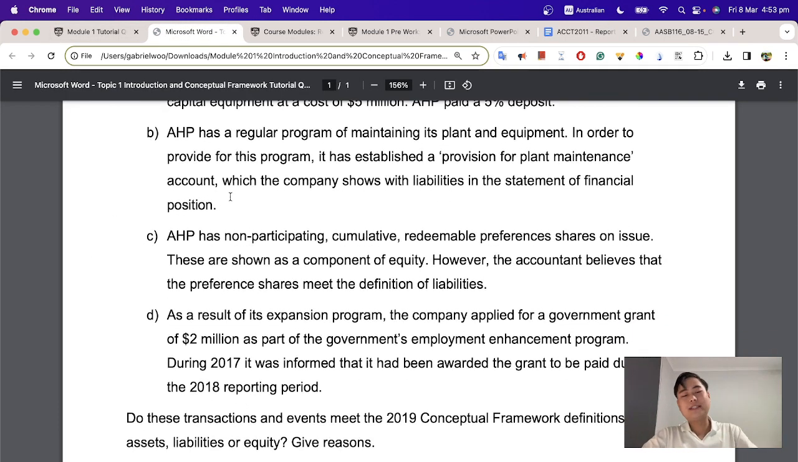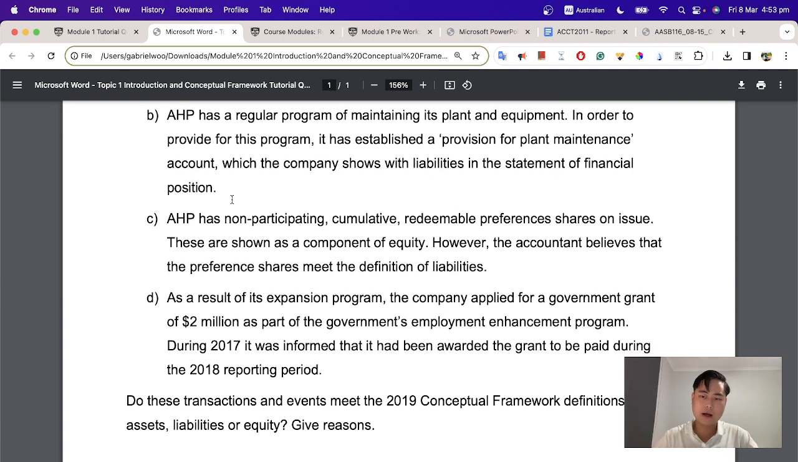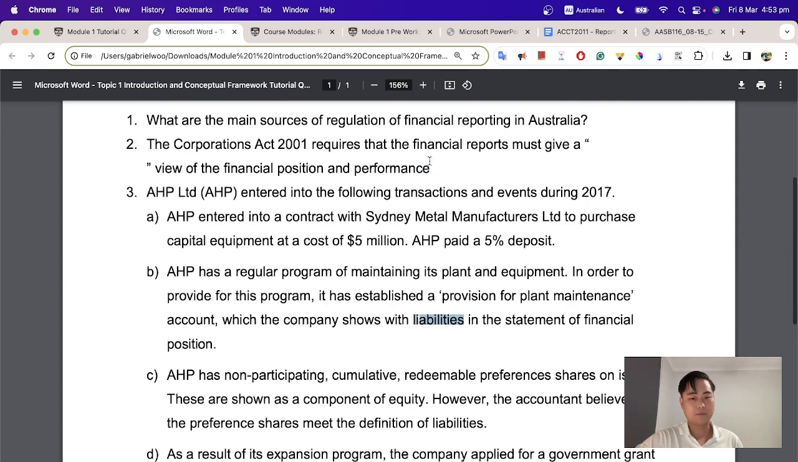The second one, these are reviews of BUSS1030 and ACCT2011, really just the definitions of assets and liabilities. Pretty straightforward. Part B, AHP has a regular program of maintaining its plant and equipment. In order to provide for this program, it has established a provision for plant maintenance account, which the company shows with liabilities in its statement of financial position. Now, this is very straightforward. It is a liability. What are we doing? We're trying to identify if they're assets or liabilities.